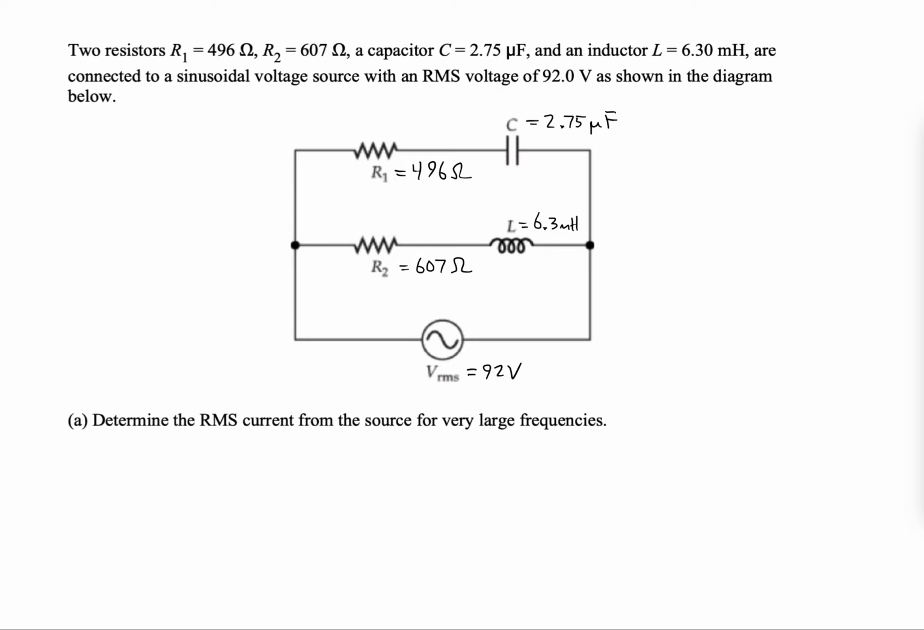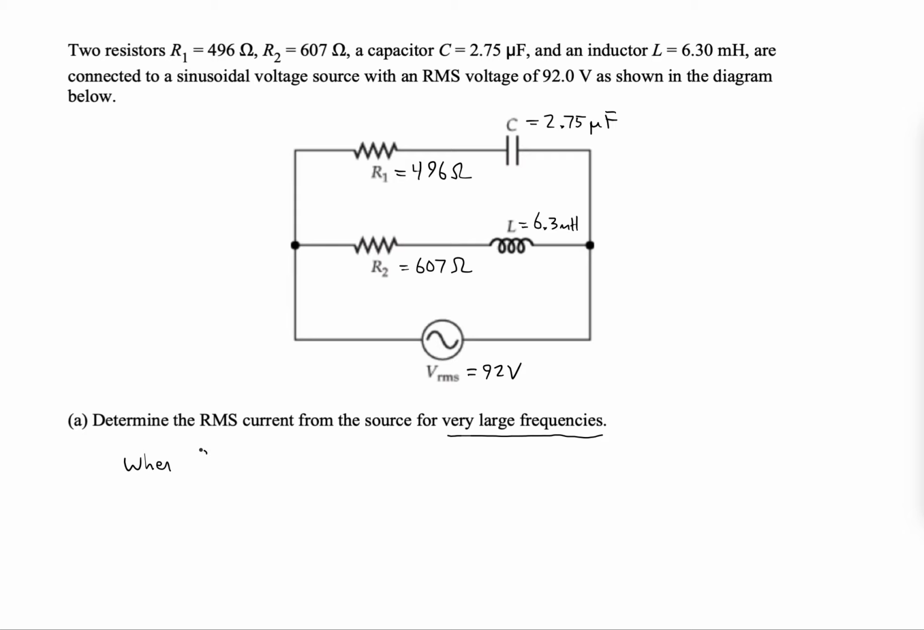Alright, so one thing we have to know about capacitors and inductors is that when the frequency gets very large, they're going to tend to either block all current or let current through totally. So they're opposites, right? The one that lets current through at large frequencies is the capacitor.